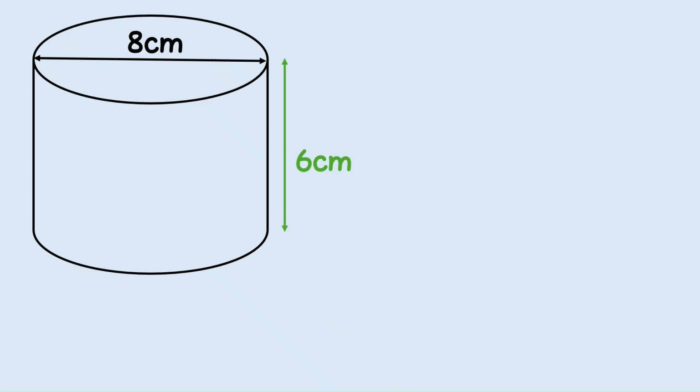In this final example, we see that we're given a length of 8 centimeters. However, this 8 centimeters is not the radius of our circle. It is in fact the diameter. So to find our radius, we need to half this, and we see our radius is actually 4 centimeters.